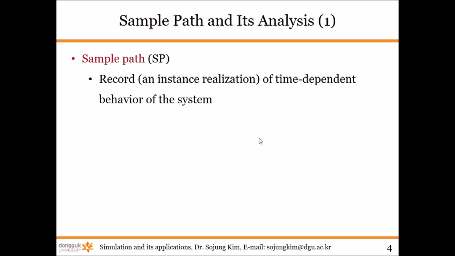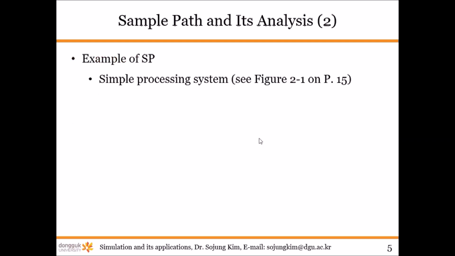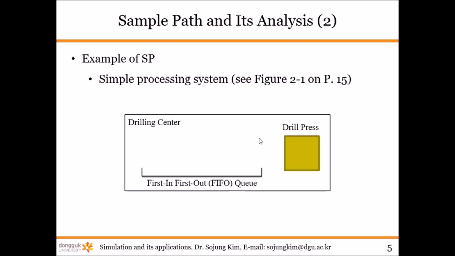A sample path is a record of the time-dependent behavior of the system, as you can see. Sample path analysis is basically the analysis using this sample path. In other words, sample path analysis is used to extract the system performances by understanding the sample path. So here is an example of the sample path, the simple process system shown before, right? Here we have a drilling center with one drill press, as you can see, and one queue, FIFO, first in, first out.